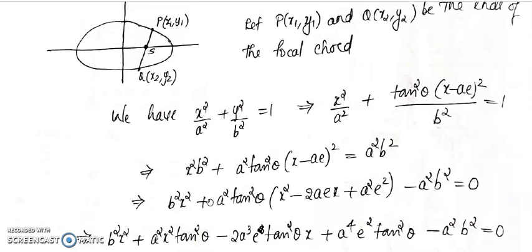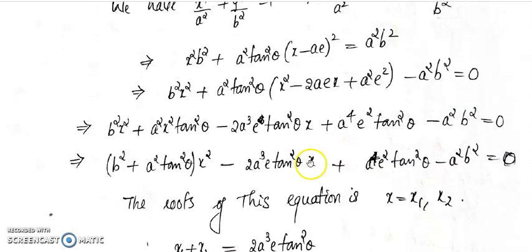Now what we need to find is, once we get the coordinates of P and Q, we can find the length of the focal chord. P and Q are the points where the focal chord intersects the ellipse. So the points of intersection will satisfy this equation, because we substituted the equation of the focal chord into the equation of the ellipse. So the values of x we get here will be x1 and x2, the x-coordinates of the points, because those are the points of intersection of the focal chord with the ellipse. So this quadratic equation will have roots x1 and x2.